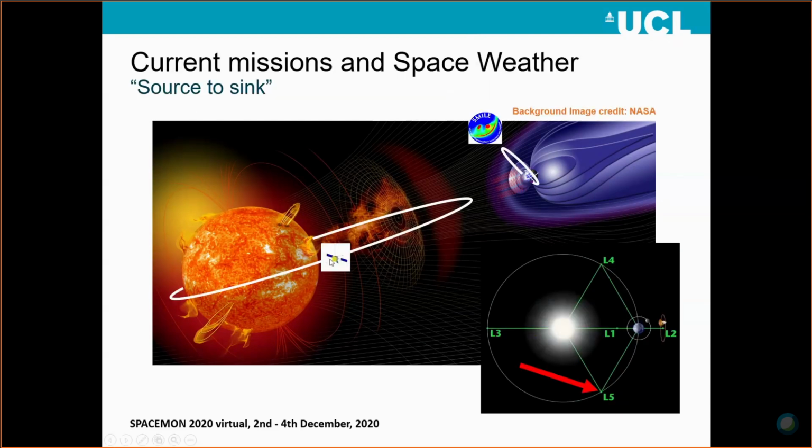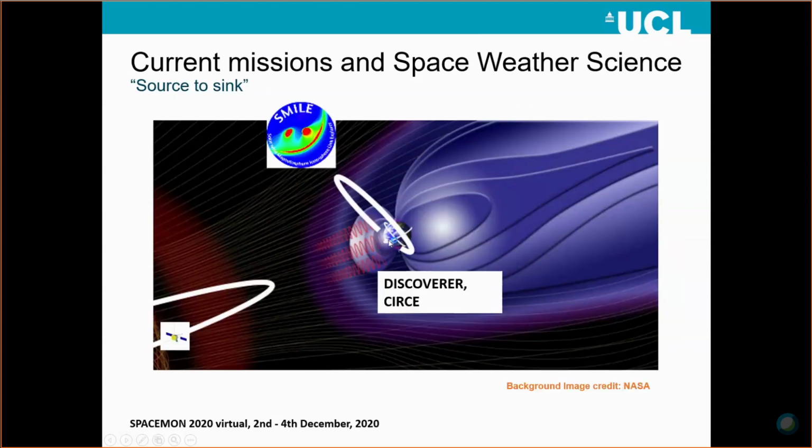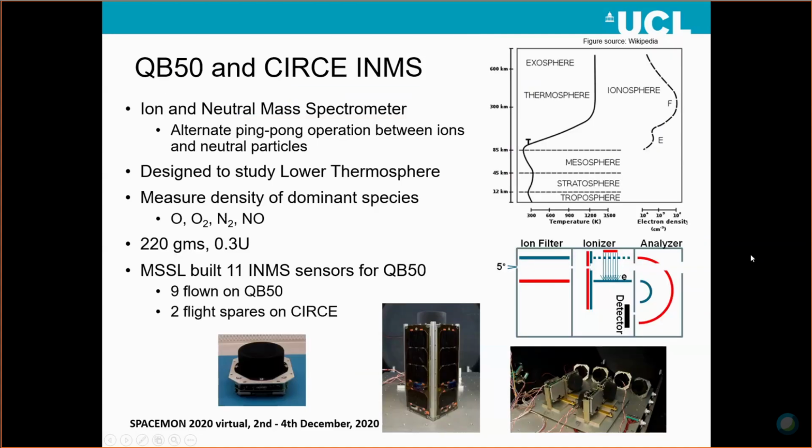We had Solar Orbiter launched early February, doing a lot of work with UC mentioned in the morning on the Lagrange L5. There's the SMILE mission, so a lot of space environment science, space weather science, plus monitoring. And what I'm going to talk about is 2 CubeSat-based missions, and one of the past CubeSat-based missions that uses the ion and neutral mass spectrometer that we built at MSSL.